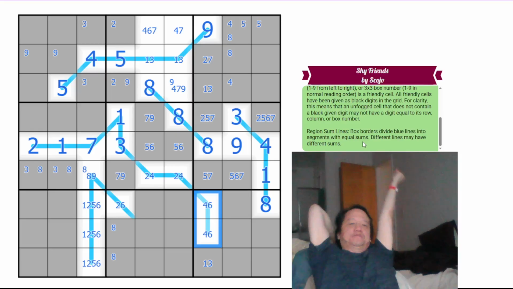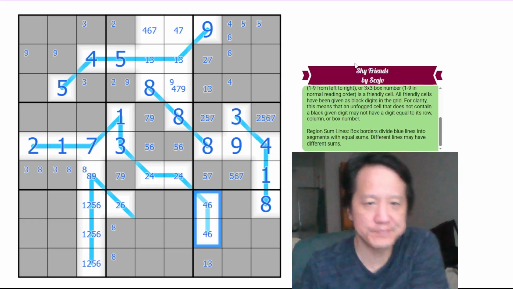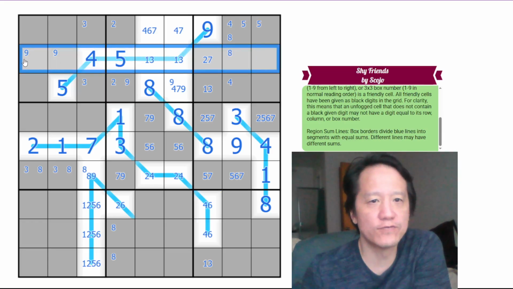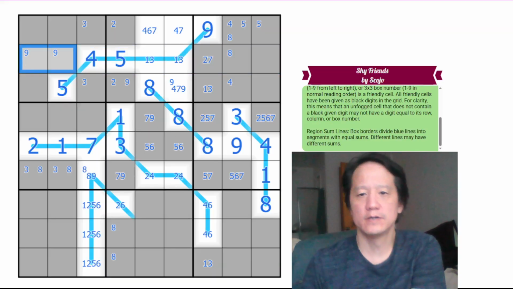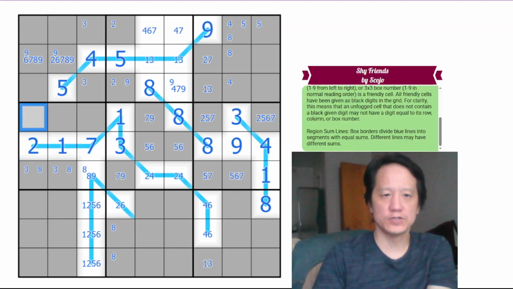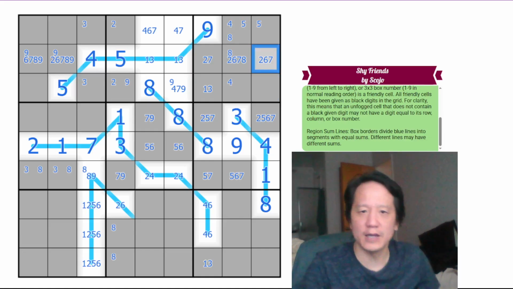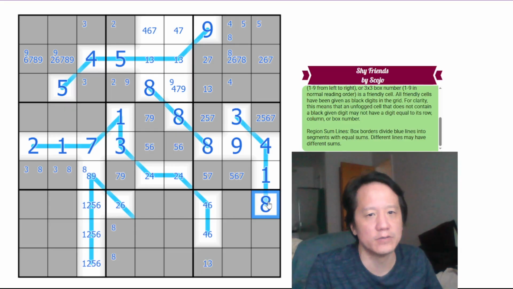What's the rest of row 2? We have 2, 6, 7, 8, and 9. Okay. Well, this can't be 2 because of the 2 in the column. Therefore, this is 2, 6, 7, 8. But this can't match 8 because of the 8 in the column.